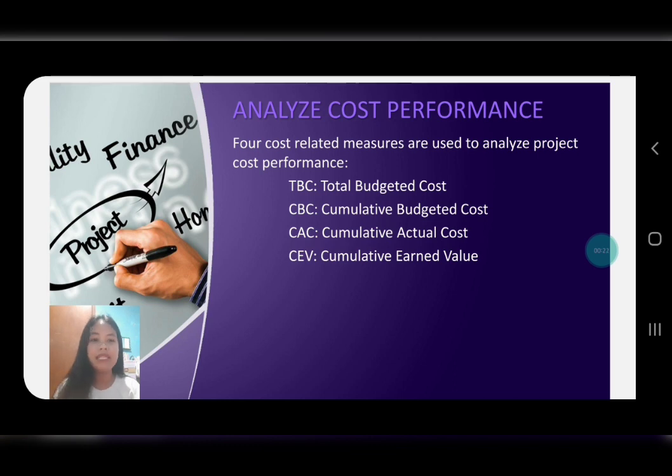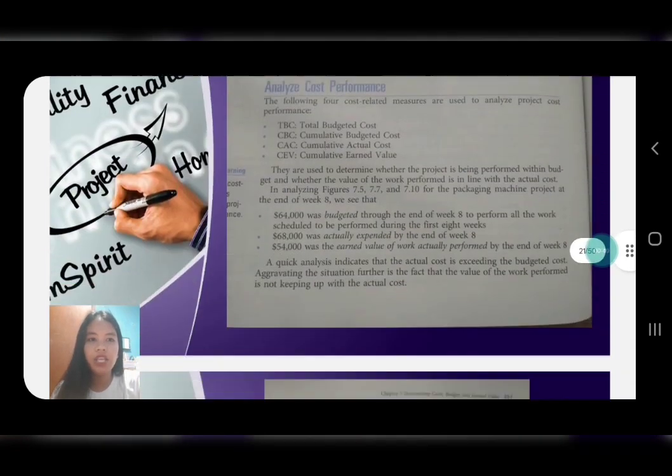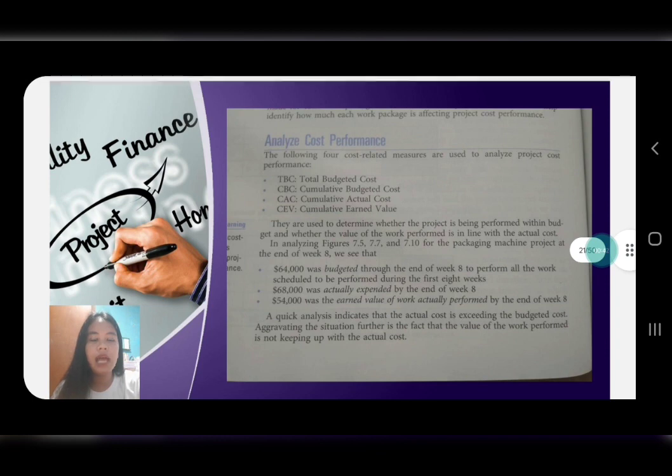So this has already been discussed by Ms. Chong earlier. So TBC stands for total budgeted cost. CBC is cumulative budgeted cost. CAC is cumulative actual cost. CEV is cumulative earned value. So in here, we are dealing with the analysis of the cost performance. These are the measures we use to check whether the project is being performed within the budget and whether the value of the work performed is in line with the actual cost.